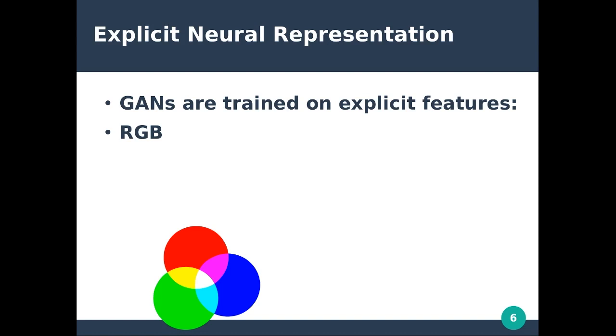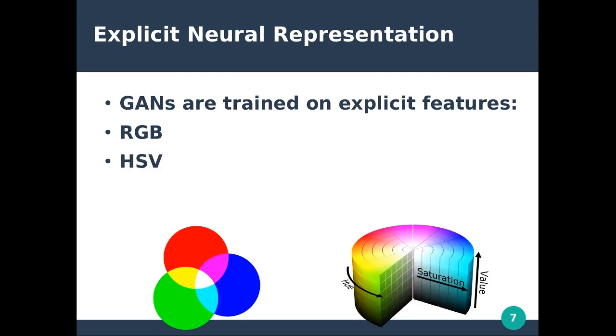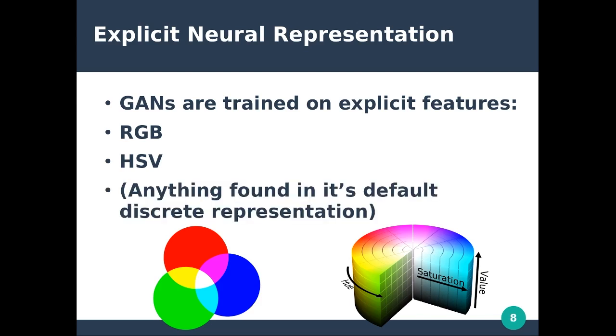GANs are trained on what we call explicit features. This is all the properties of an image that are available to a network in all of its pixel values. For example, the RGB values are explicit features. The RGB values can be converted to HSV values. Since this is such a trivial conversion, these are also explicit values. Thus, this includes any other property that can be found from the image in its default representation.